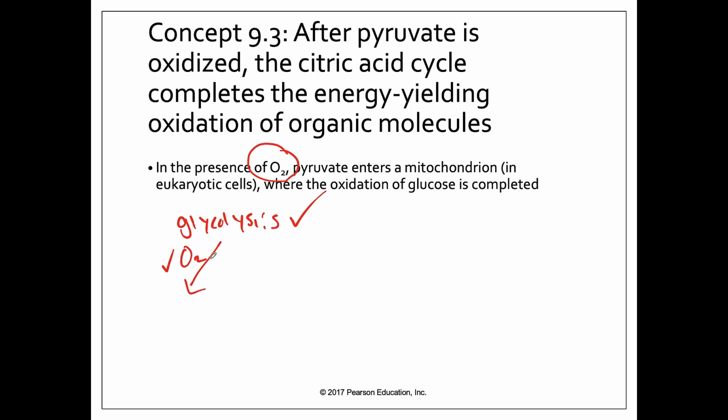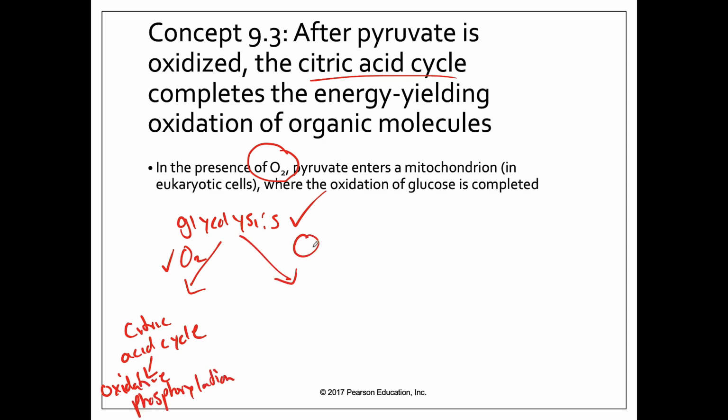If we have oxygen, we are going to move on to the citric acid cycle, followed by oxidative phosphorylation. If, however, oxygen is not present, then we aren't going to be able to do the citric acid cycle. Instead, we would move on to fermentation. So right now, we're going to assume that we do indeed have oxygen, and we're going to follow this left arrow here. After we've done glycolysis, we're going to move on to the citric acid cycle.